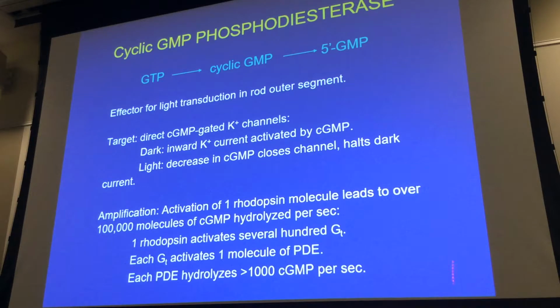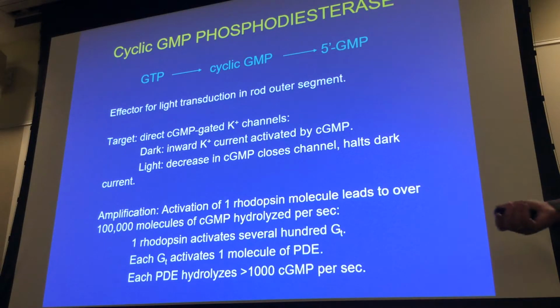All right, so the dark current is an inhibitory current which prevents cell firing. Once you get rid of that inhibitory current, the cells can fire. Now, one of the things that's nice about this process is that they've done a really nice mathematical calculation of the amplification process that's involved.